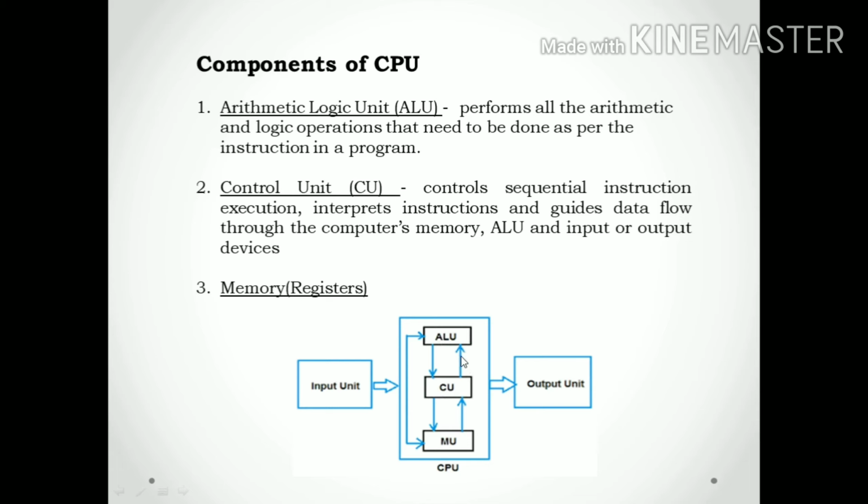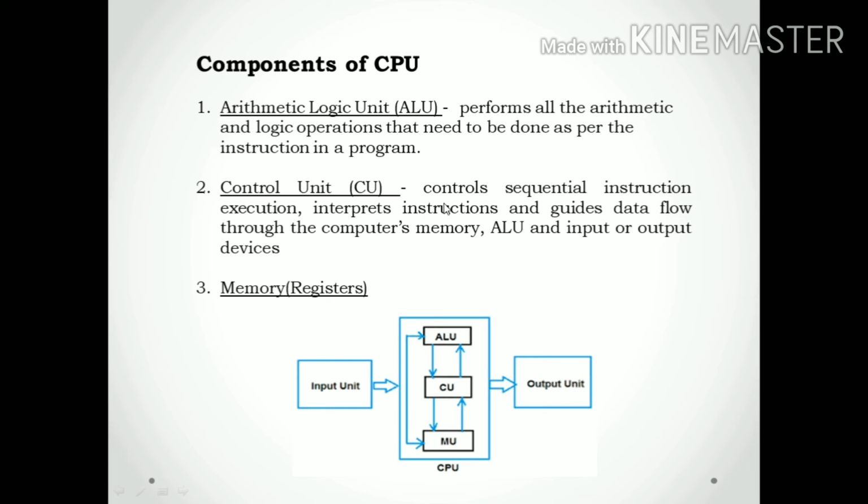So the addition, we took the example of 5 and 3, right? So the addition of 5 and 3 was done by the ALU. It's not done by the CU, it's not done by the MU, but it's done by the ALU. The actual operation is done by the ALU, arithmetic logic unit.